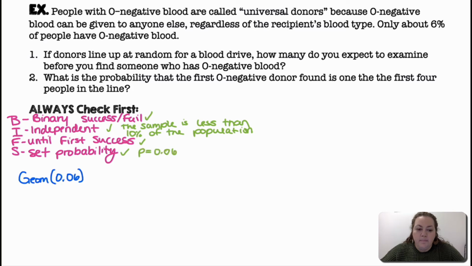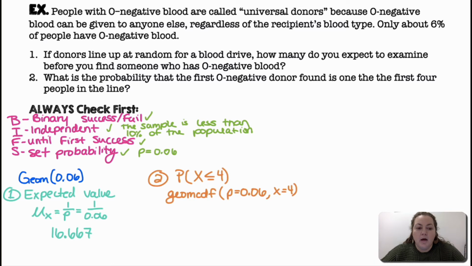So this is a geometric distribution with a probability of 0.06. My expected value, which is that first question they're asking, is the mean. You can look on your reference sheet to find that formula. So the mean for a geometric distribution is 1 over p, so it's 1 over 0.06, which is 16.667. So I would expect it to take about 16 or 17 people until I found my first O negative blood person in that random blood drive.